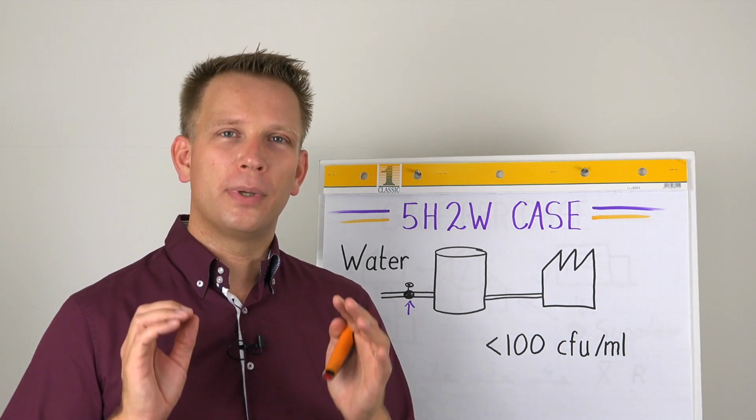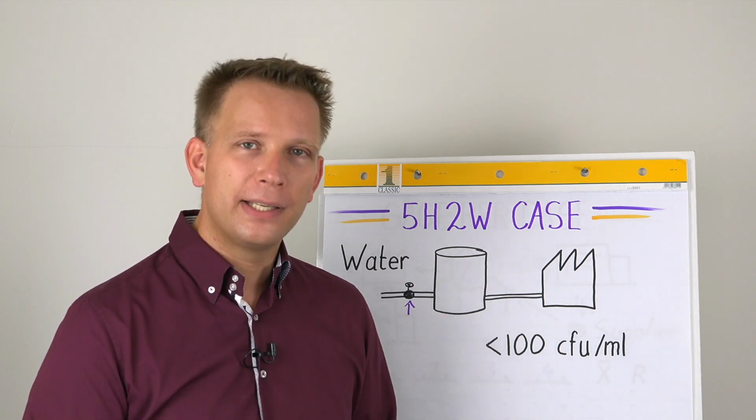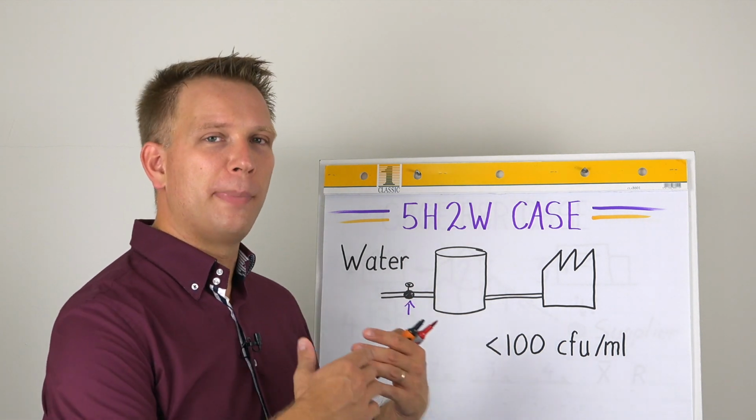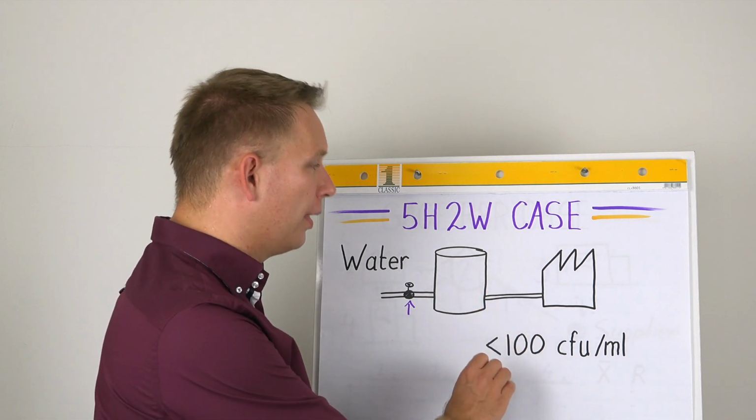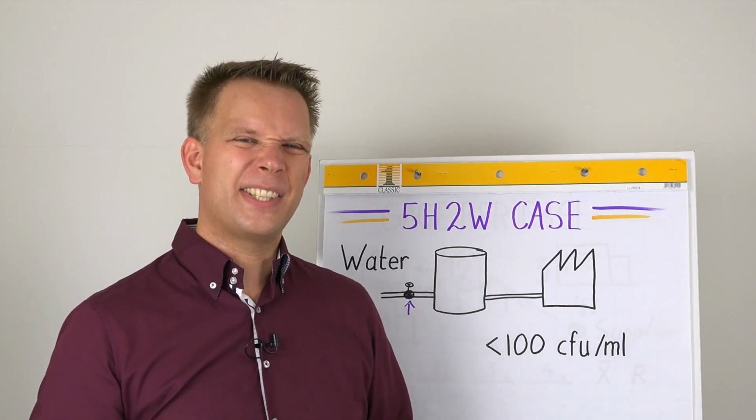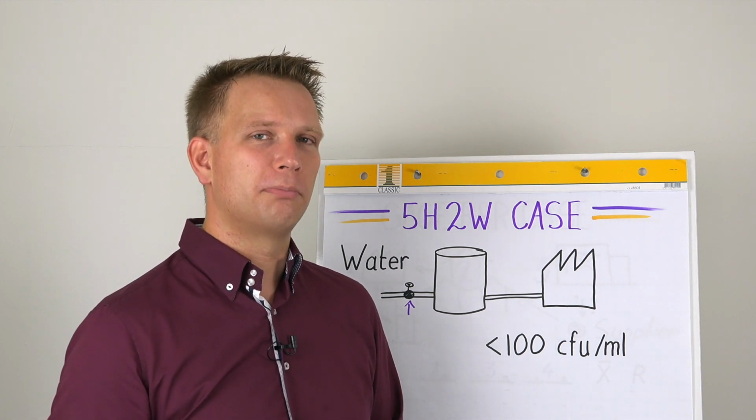When you are speaking about bacteria in a product or in water, we are talking about millions. So this is already a very low amount, and it's more like a check. So less than 100 is almost equal to nothing.